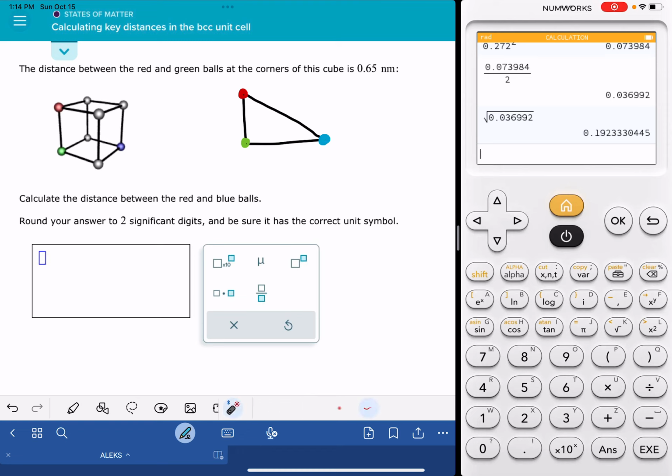We have the green and the blue, which spans diagonally across the face. That's this side of the triangle. The red and the green are on the short side of the triangle. And then the distance that goes through the center of the cube is the long side of the triangle. Your colors may not match up with mine, but make sure you get everything in the right spot. So we're going to be using the Pythagorean theorem to solve this problem. The side lengths are A, B, and C in terms of the Pythagorean theorem.